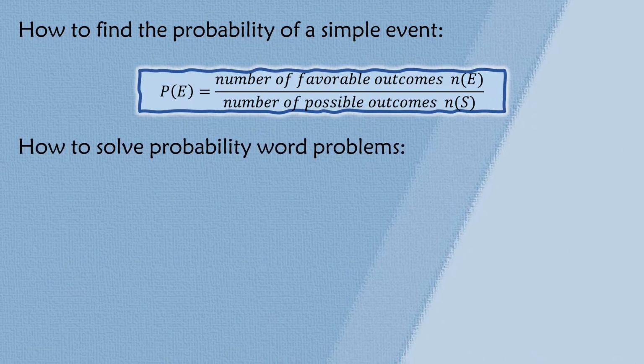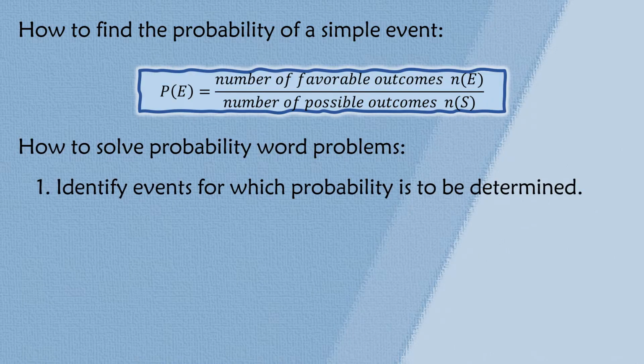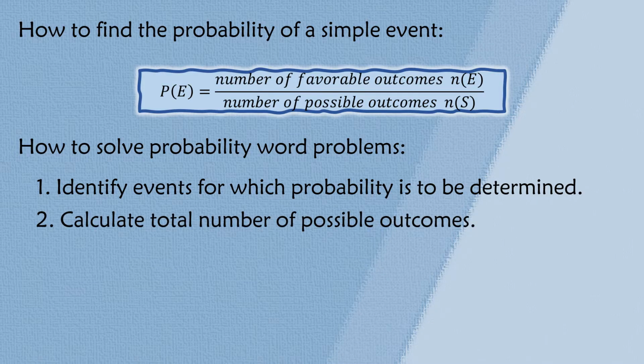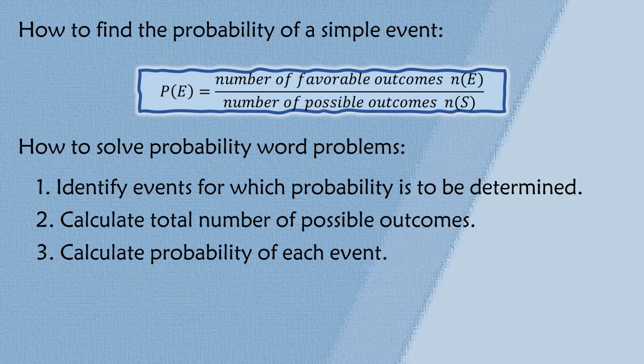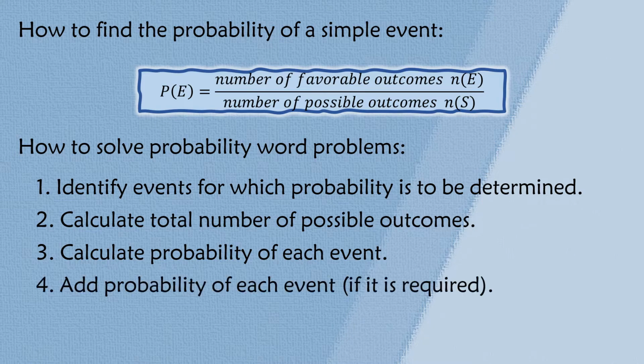So, how to solve probability word problems? First is to identify events for which probability is to be determined. Second is to calculate the total number of possible outcomes. Third, calculate the probability of each event. Fourth is to add the probability of each event if it is required.